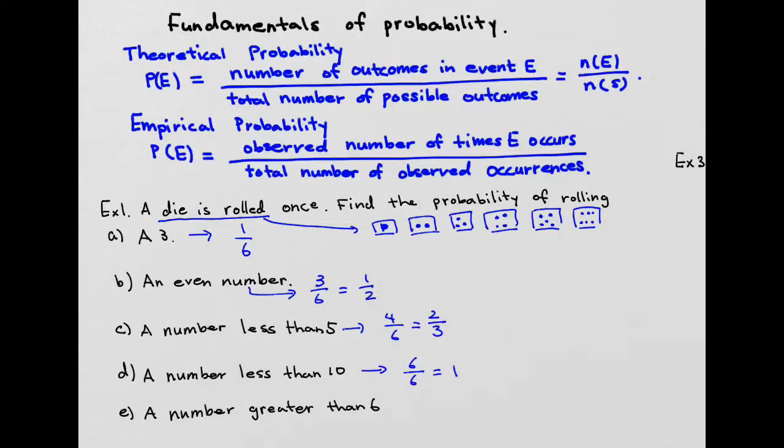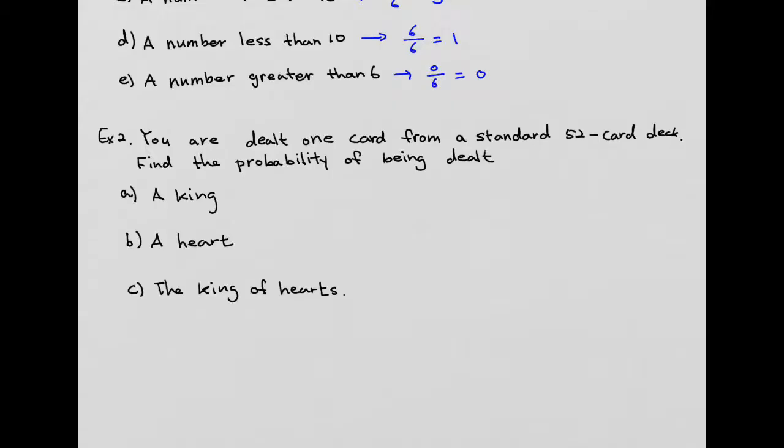What about part E? The probability of rolling a number greater than 6. Well, the dice only goes all the way up to 6. So the probability of rolling a number greater than 6 is going to be 0. There is no number greater than 6. So you're going to say 0 over 6, which is 0. So that was the example with a dice.